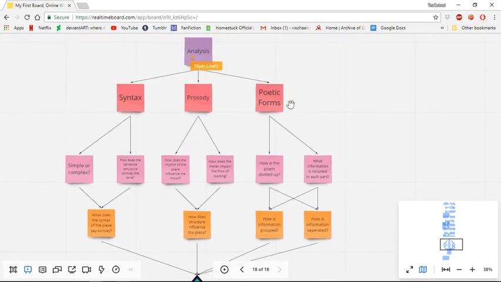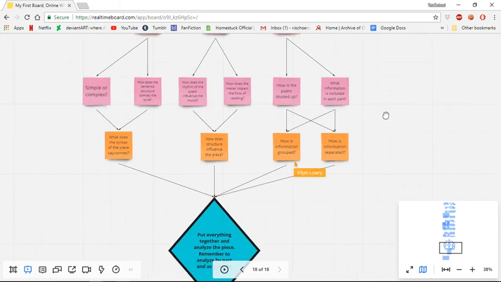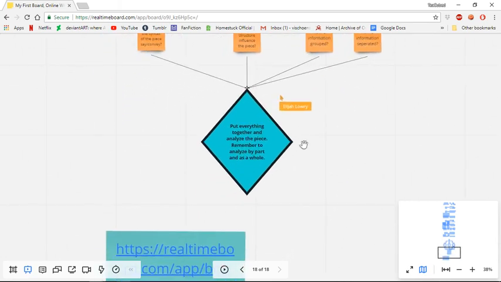And then when analyzing poetic forms, you should consider how the poem's divided up and what information is included in each part, culminating in how is information grouped and how is information separated. In the end, put everything together and analyze the piece. Remember to analyze by part and as a whole.